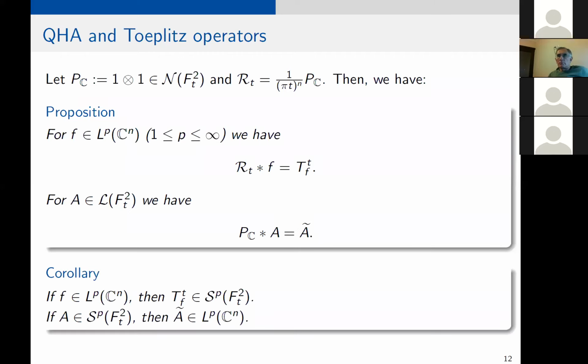And just as a side note, from this you immediately get, with the usual norm estimates for convolutions, the following two facts which you usually have to work somewhat for. If you have a symbol in LP, then the Toeplitz operator is in the P Schatten class. And also if you have an operator in the P Schatten class, then the Berezin transform is in LP. For these two facts, you usually have to work a bit on the Fock space, and using this convolution approach, you get these results more or less for free.